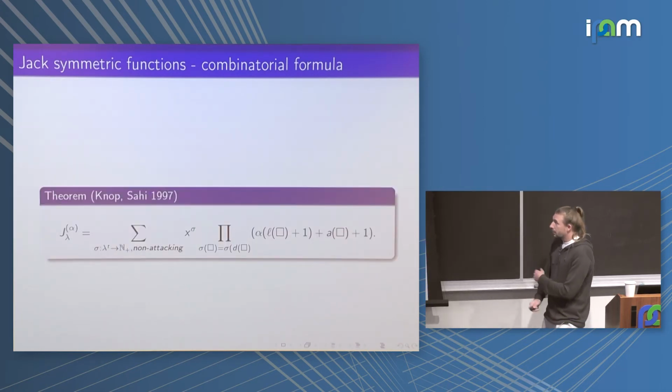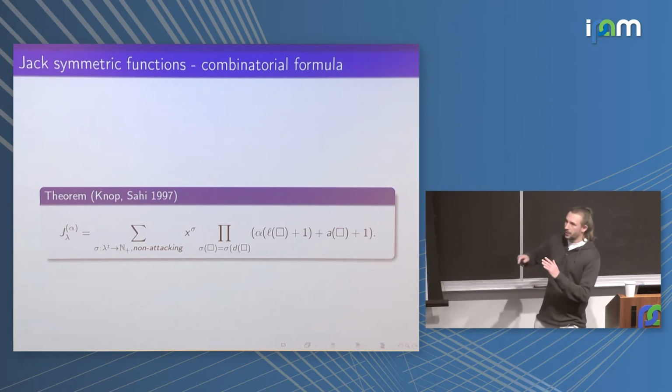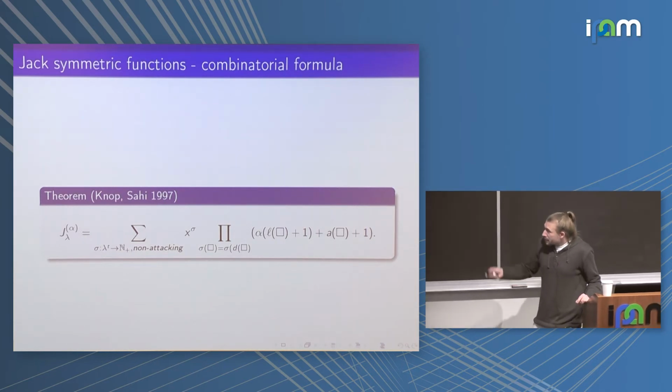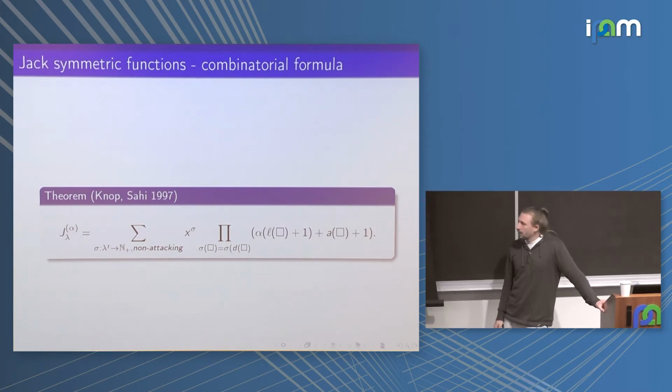Okay, so we are ready to state a combinatorial formula for Jack symmetric functions. What is this? You need to sum over all fillings of the conjugate partition to lambda. A conjugate partition is a partition which is obtained by reflecting by x equals y. And what does it mean that the filling is non-attacking? It means that whenever you have an attacking pair, the entries have to be different. That's the condition.